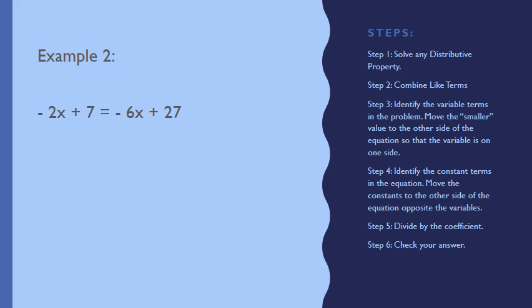Example 2. So let's try another one. Finding the middle of my equation, I see that I have two variable terms. I have a negative 2x and a negative 6x. They are on opposite sides of the equation, so we cannot just put them together. So instead, what I'm going to do is get rid of the one that I consider smaller or worse.